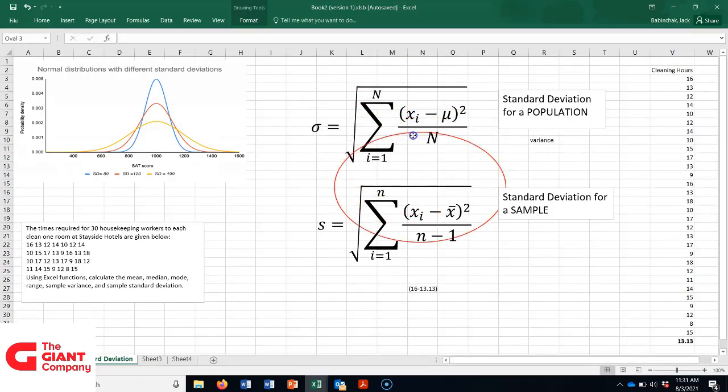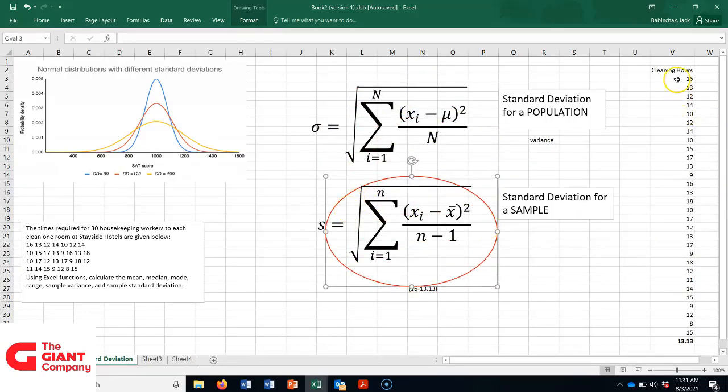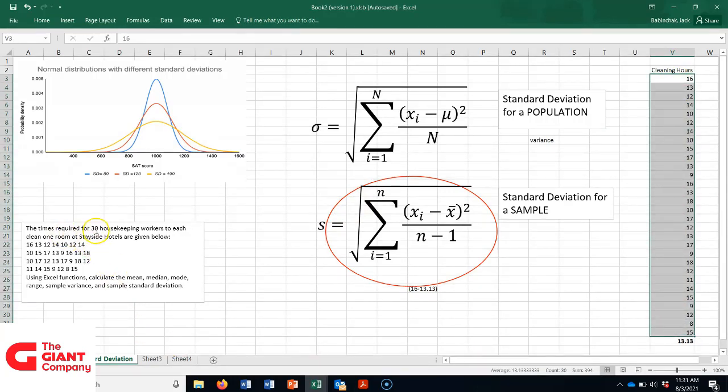And then we have it for the standard deviation of a sample. And this is a much better example of a sample, right? We have 30 housekeeper workers to each one clean a room. So how long does it take for them to clean a room? And we took a sample size of 30 here, and we got here's the number of hours that it takes the housekeepers to clean a room.